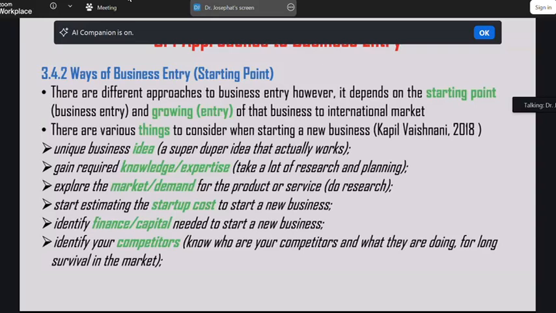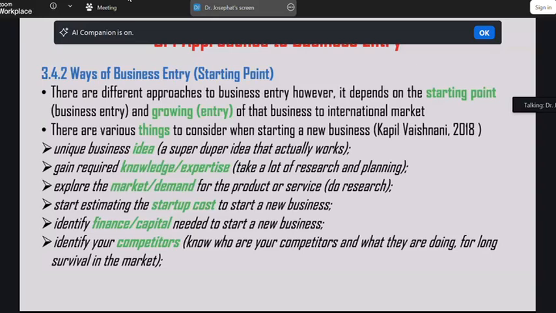So there are various things to consider when starting a new business. Ya kwanza, you need to consider a unique business idea. How the idea is unique. A super dope idea that actually works. So the starting point. You're going to the market kwenye soko ambalo kuna existing competitors, kwenye soko ambalo kuna existing business people, kwenye soko ambalo kuna existing entrepreneurs. How do you enter such a market? And the competition is very high. So lazima uangalie uniqueness of the idea itself.